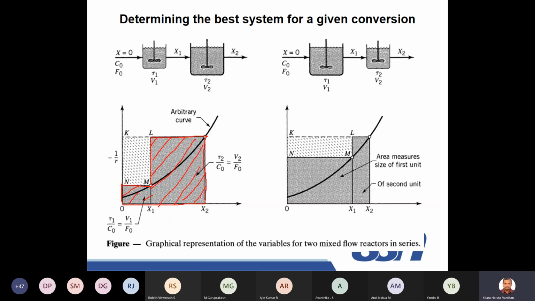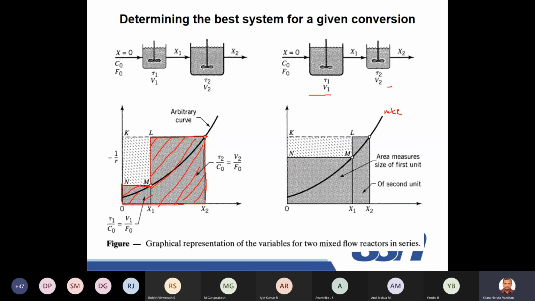Let us take the other way. Let us take one more combination, that is, first a big CSTR and then one small CSTR. Again, for the one big CSTR, the conversion is X1. So till X1, you try to project onto the y-axis to cut this rate curve. This is the rate curve. How do you get the rate curve? Again, you have to do that differential and integral analysis to find out the rate.